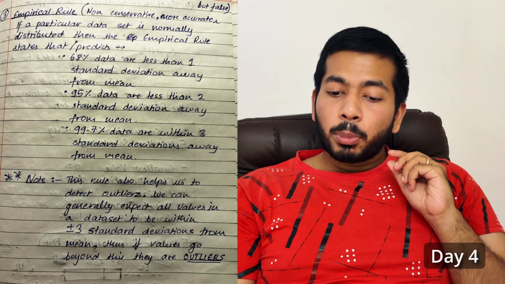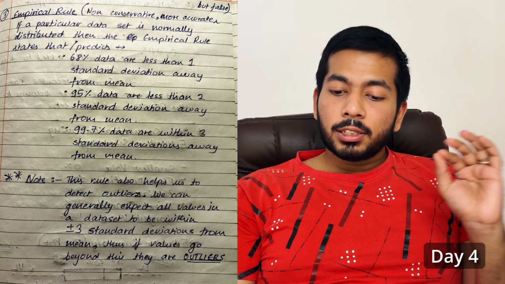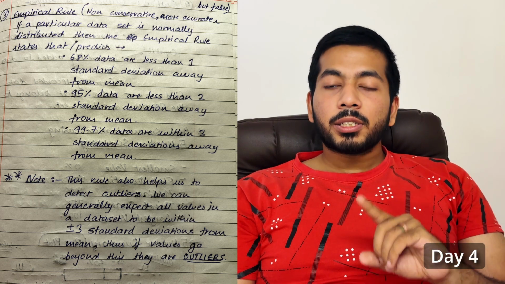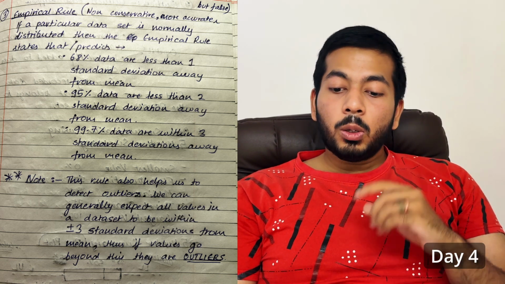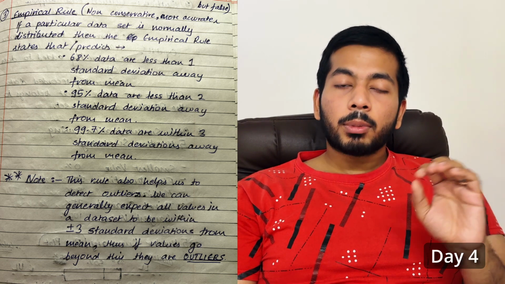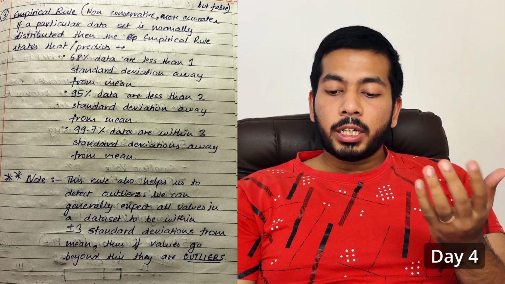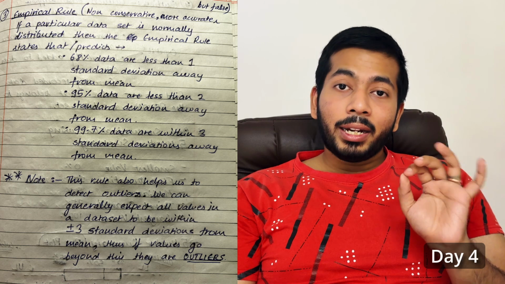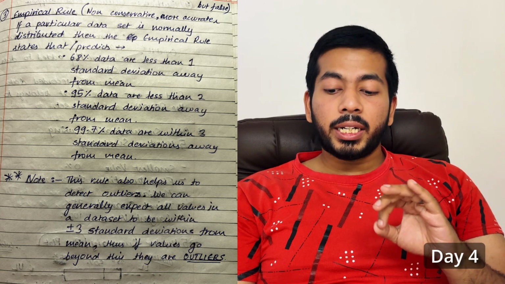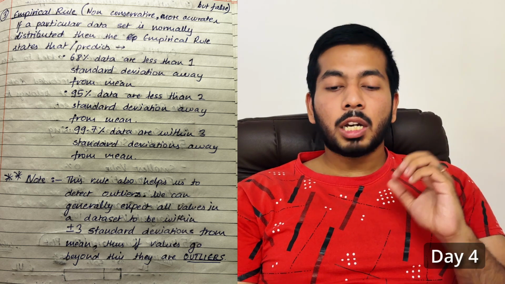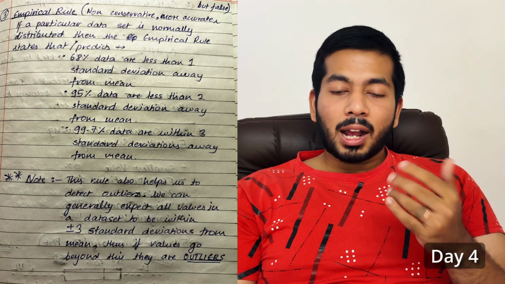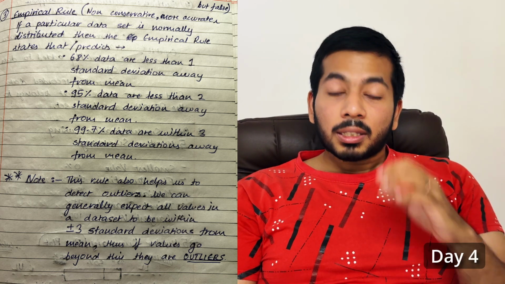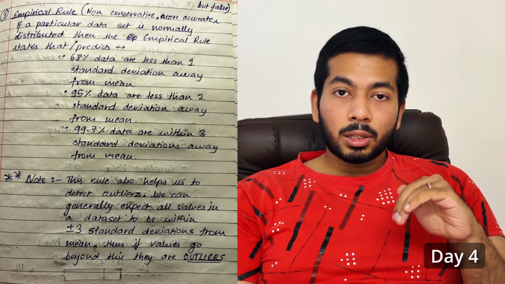If a particular data set is normally distributed, then the empirical rule states that 68% of the data are less than one standard deviation away from the mean, 95% of the data are less than two standard deviations away from the mean, and 99.7% of the data are within three standard deviations away from the mean. So generally, the last point we consider as 100% in actual use cases, but this is what it basically means. This is the empirical rule.